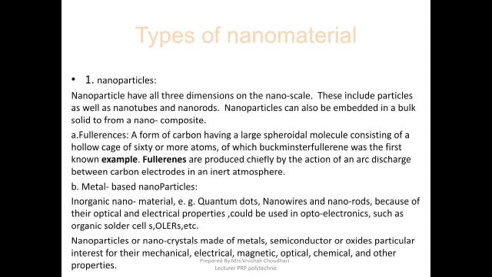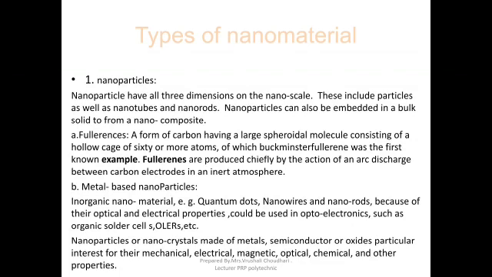There are different types of nanoparticles. All nanoparticles are present in three-dimensional form on the nanoscale. This includes particles such as nanotubes, nanorods or nanospheres. They can be embedded in a bulk solid to form a nanocomposite. First we are going to learn about fullerene. It is a form of carbon nanomaterial having a sphere-like structure or a hollow cage of 60 or more atoms of carbon. It is produced by arc discharge between carbon electrodes in an inert atmosphere.